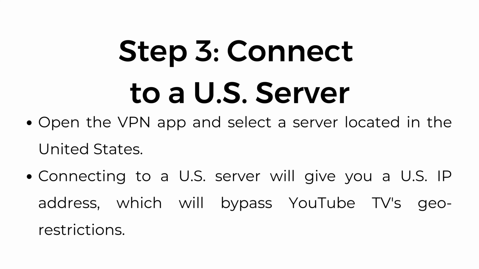Step number 3. Connect to a US server. Open the VPN app and select a server located in the United States. Connecting to a US server will give you a US IP address, which will bypass YouTube TV's geo restrictions.